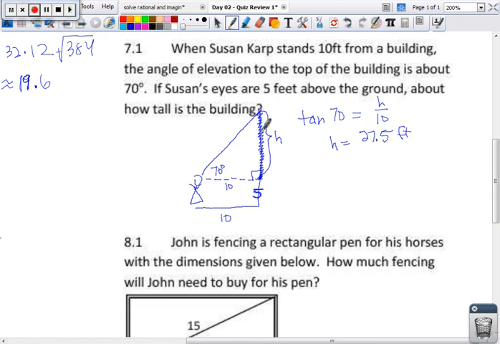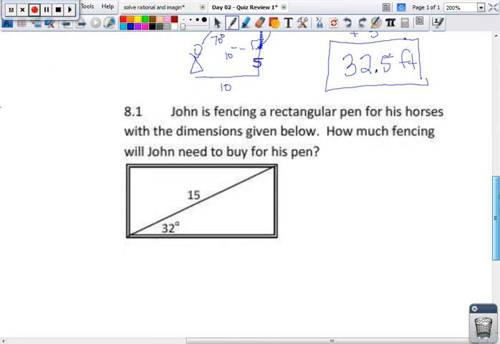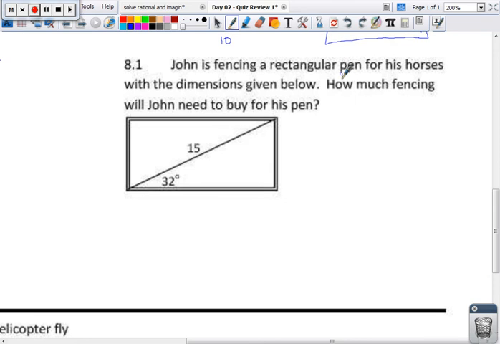So if this much is 27.5, we need to add in the additional 5-foot height of her eyeballs in order to get a total building height of 32.5 feet. Okay, so when you set up your trig, you're not finding the entire height of the building, you're just finding the height of that triangle edge. You have to continue to add until you get to the ground. Okay, sometimes they're tricky.